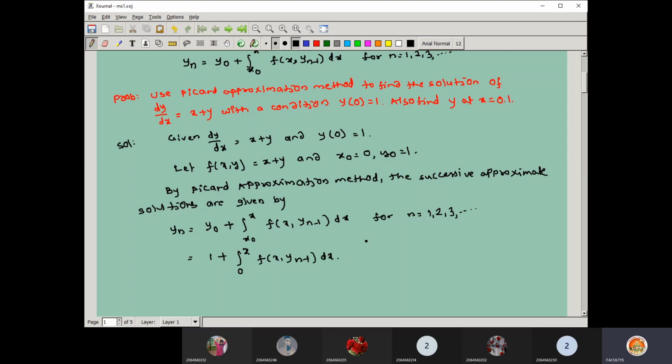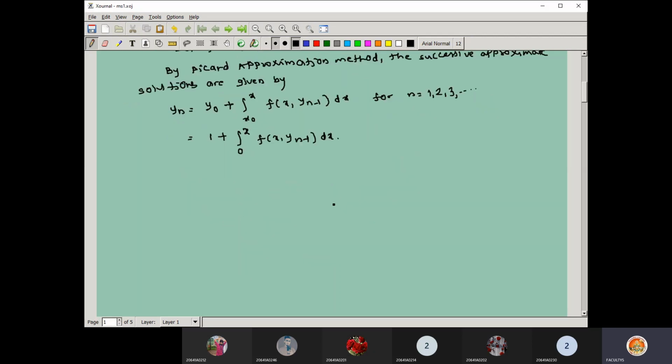So we have only the x naught and y naught values. Those values I am substituting in your given expression. Now here you are just finding for n equal to 1. I am substituting n equal to 1 so that you are getting the first approximate solution in your last expression: 1 plus integral 0 to x f of x comma y naught dx.